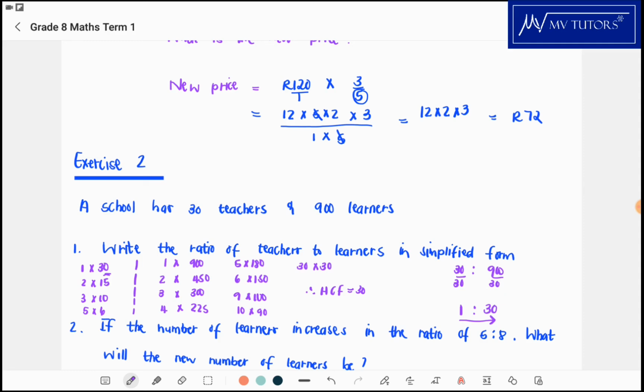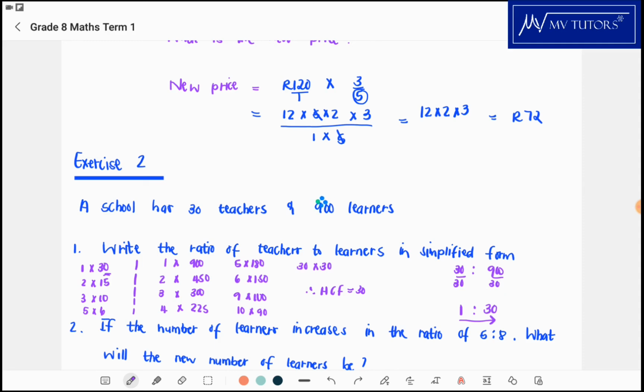So yes, in a case like this, where you have a very big number, and to get the highest common factor you're going to have to work out a lot of factors, I would rather suggest you take the numbers that were given. So we have 30 to 900. If 30 is a factor of 900, then you don't have to go and look for the highest common factor. This 30 is your highest common factor. So what you do, you will then divide by 30 both sides, and then you're left with 1 on the left hand side and whatever the remainder is on the right hand side. So yeah, this is a 1 to 30 ratio. For one teacher, you have 30 learners.